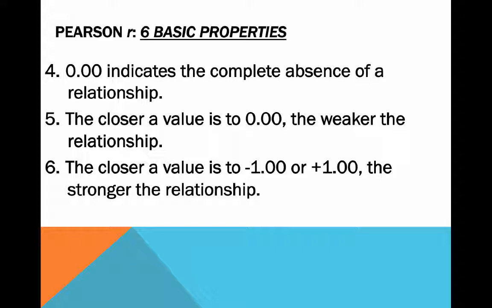+1 indicates a perfect direct, positive relationship, which is the strongest possible direct or positive relationship. 0.00 indicates the complete absence of a relationship. It means there's no relationship at all between the two variables. The closer a value is to 0, the weaker the relationship. The closer the value is to either -1 or +1, the stronger the relationship is.